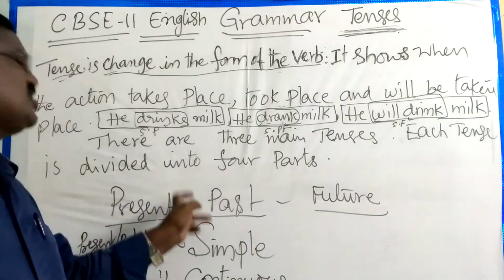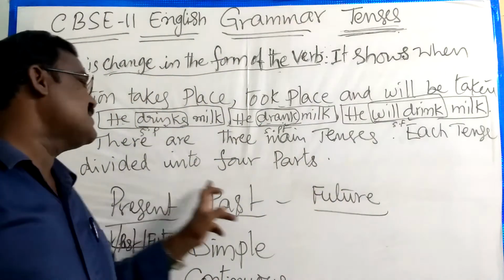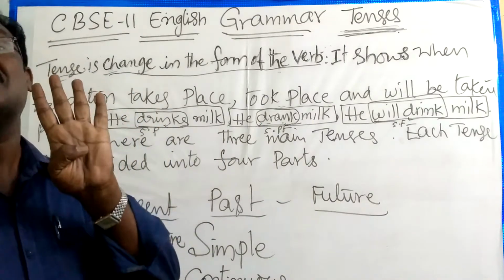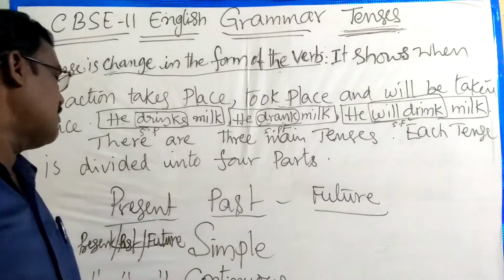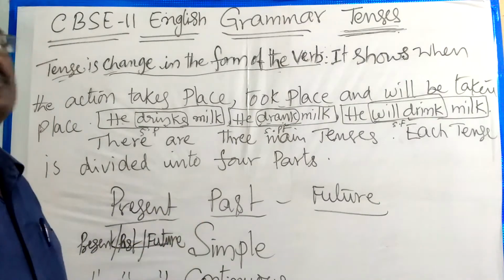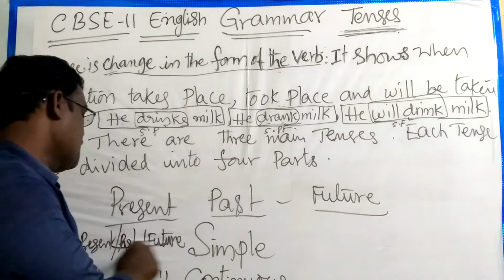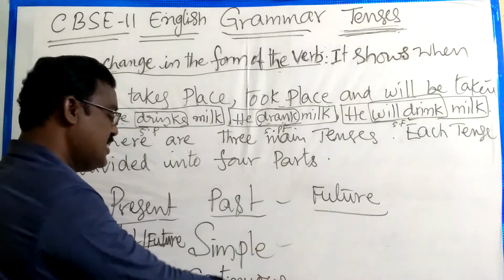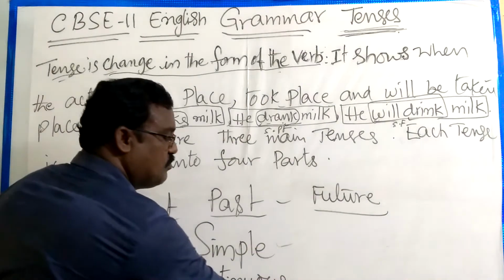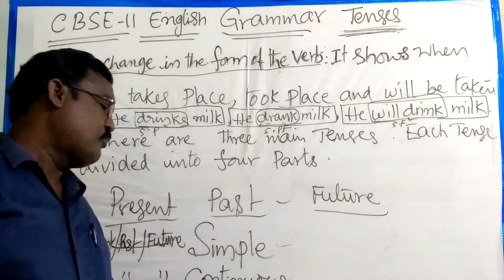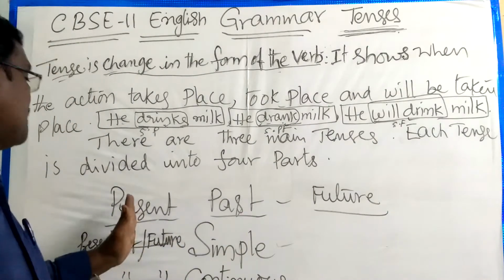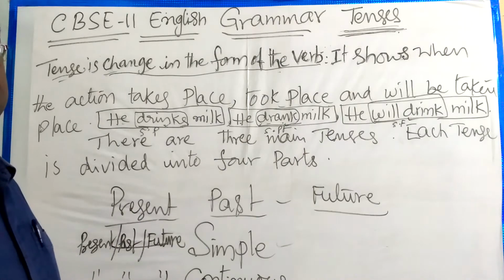Now in the English language every tense is divided into four subparts. There are three main tenses in the English language. Every tense is divided into four subparts. Now see here: simple, continuous, perfect, and perfect continuous. So these are the four subparts of each main tense.